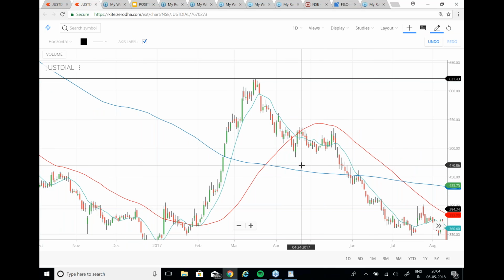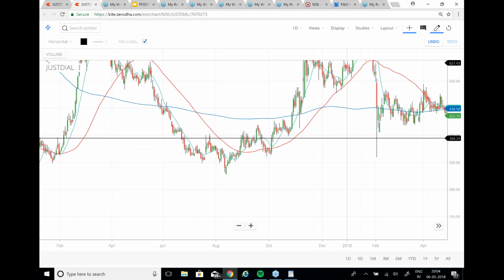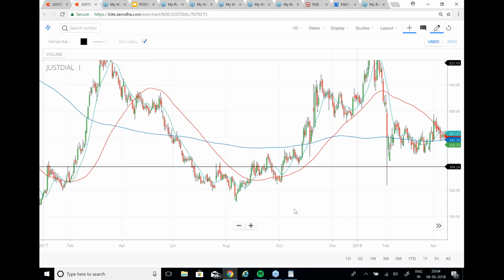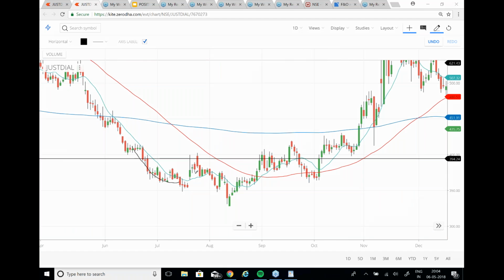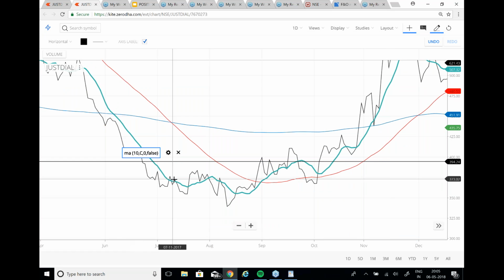Then again it made another head and shoulder, right? I'll show you. It made again another head and shoulder. You can see from here, and on the same levels, again on the same levels. So here it went like this, went like this, and went like this. Right? If you find it difficult to figure out head and shoulder, what I can tell you, go to the line graph. What you can do, go to the line graph, go to the display and convert this into a line graph, right? You will see, and highlight the 10 moving average, right?